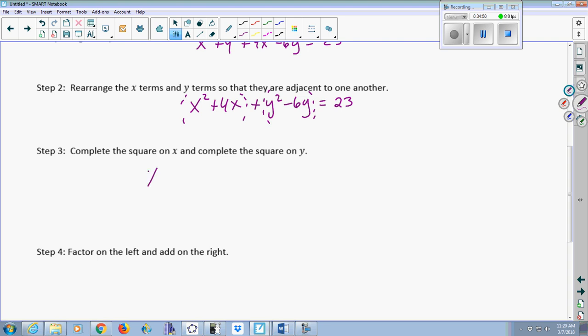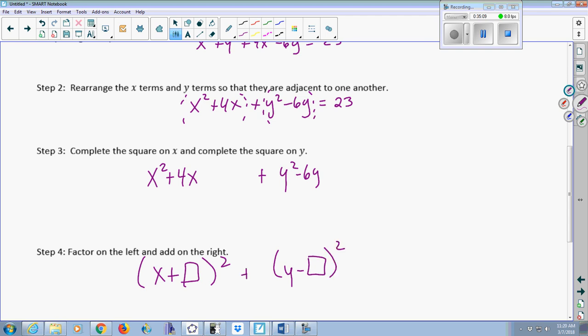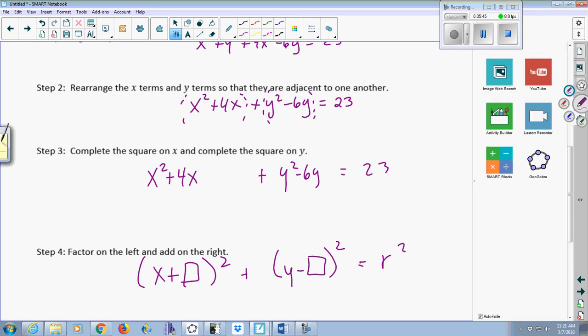And now I basically want to pair these up with the goal of having x squared plus 4x become something like x plus something squared, and y squared minus 6y becoming something like y minus some number squared, because that's what the standard form looks like, equals my radius squared. So I'm going to complete the square on my x terms first. If I was squaring something, this middle term is double my second term, twice whatever that second number is in my parentheses. So to get that number, I halve this. Half of 4 is 2, and then I square it. I get 4. So I'm going to add 4 here.